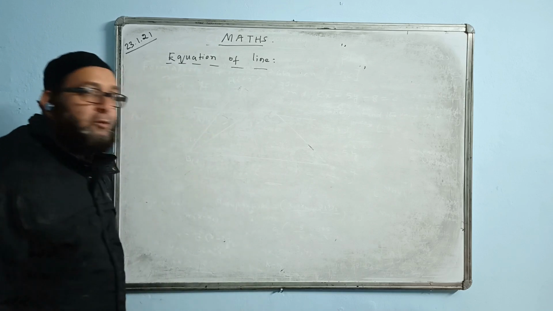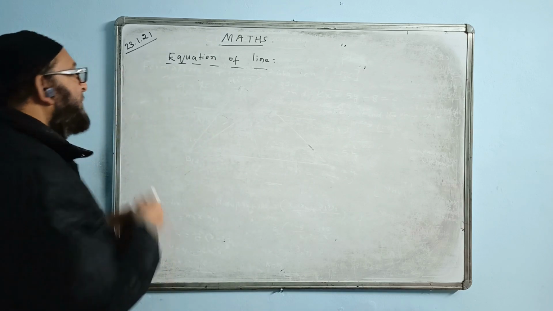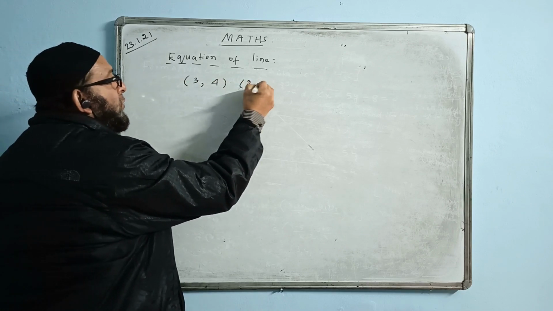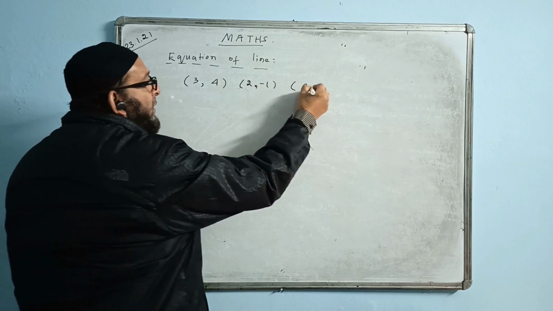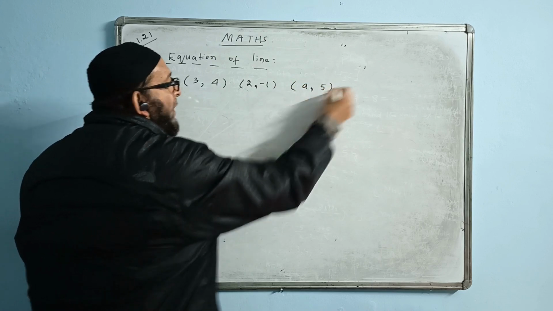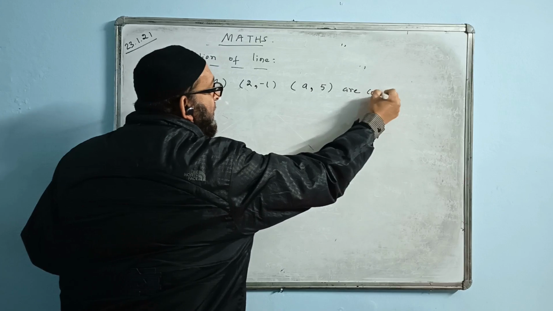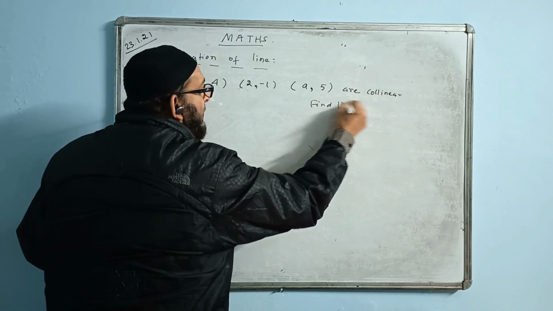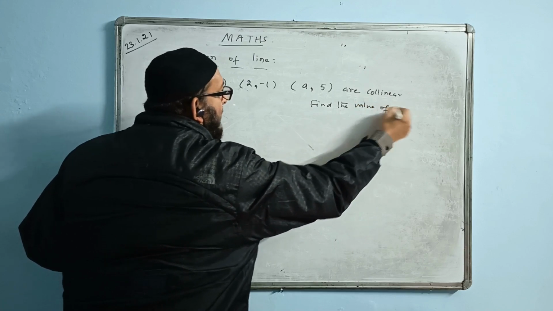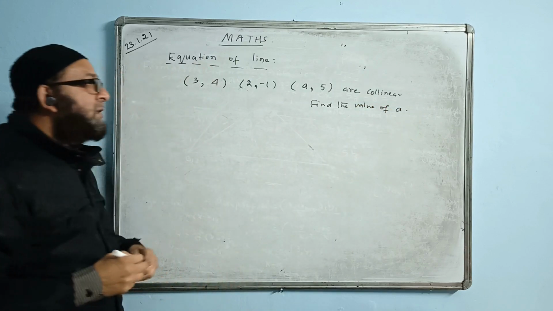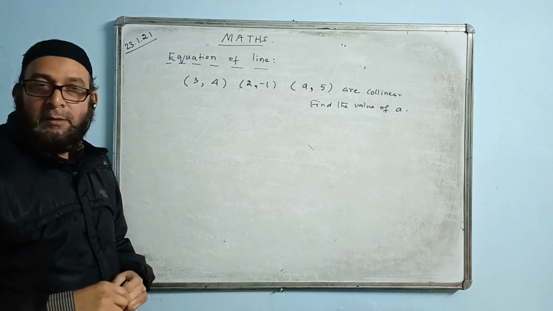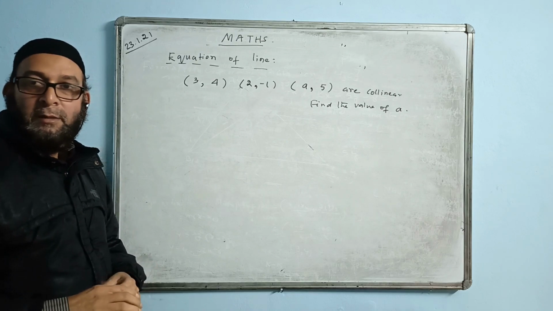Sometimes they may ask you, suppose this is given like this: 3, 4, 2, minus 1, and a point A comma 5 are collinear. Find the value of A. These 3 points are collinear. What is the meaning of collinear? Lying in the same line. All the points are lying in the same line.